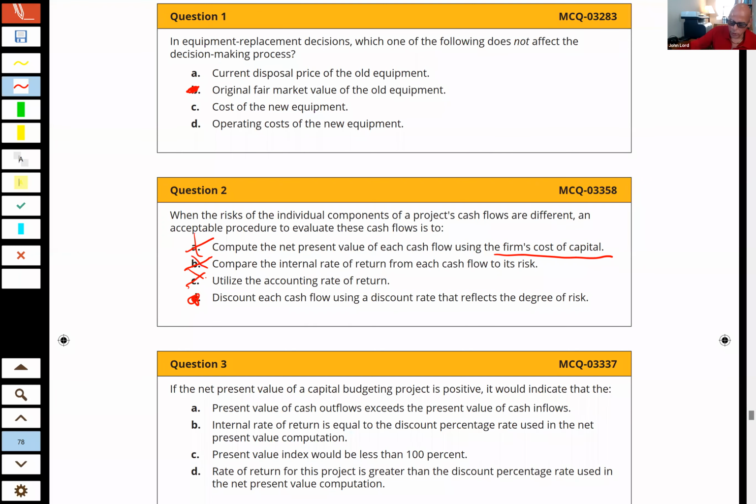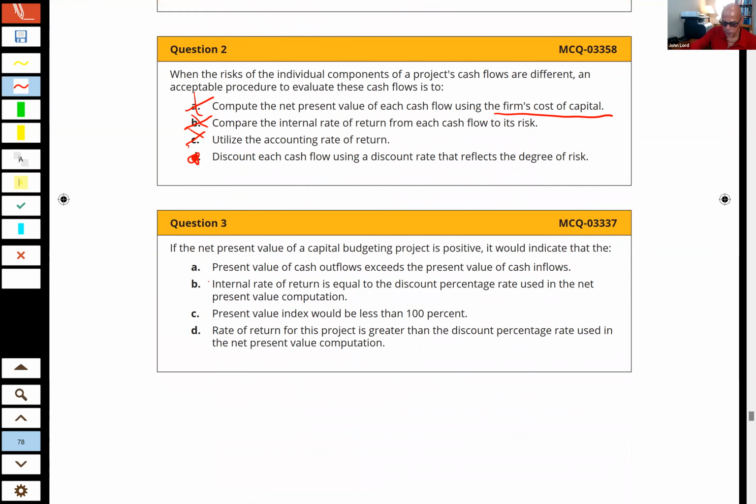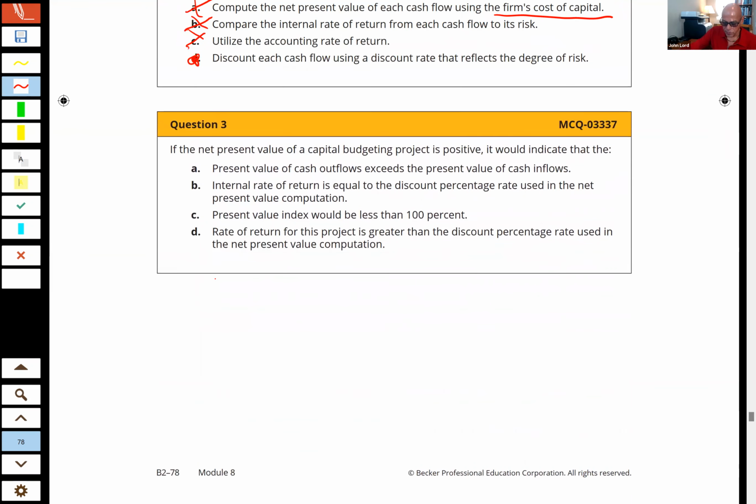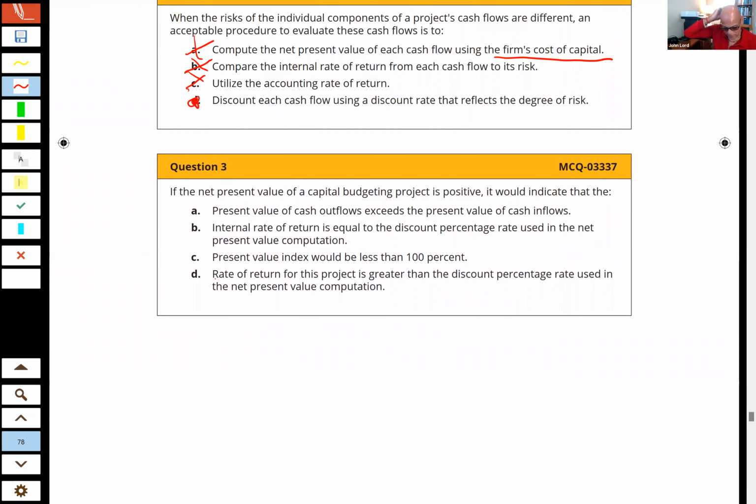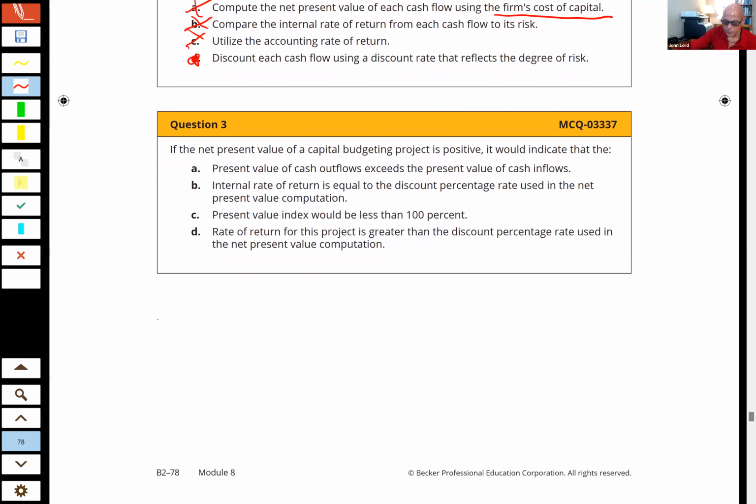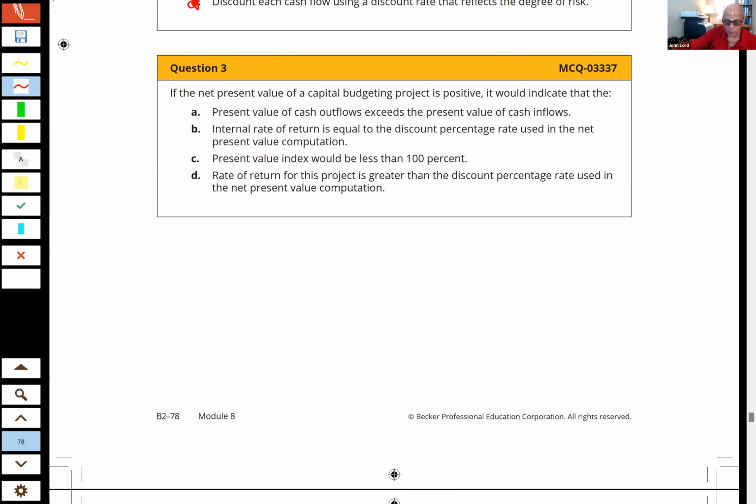Okay, let's take a look at the problem with B. I still don't know what they're talking about, but the problem with B is that, as we're going to see, with an internal rate of return we simply calculate what the rate of return is, and then we compare it to a constant number, which we have determined is our hurdle rate. So it wouldn't work to calculate internal rate of return from each cash flow to its own risk. That doesn't make a whole lot of sense. Okay, let's take a look at number 3.